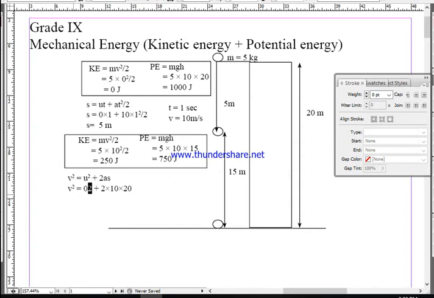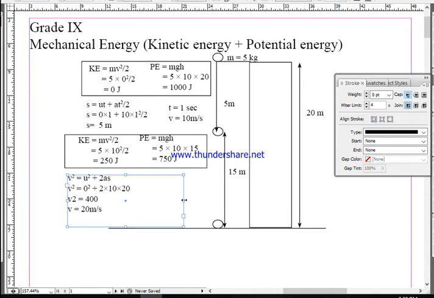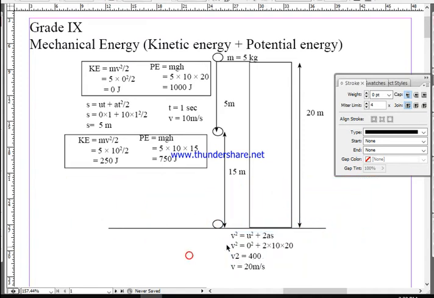So v square equals to u square plus 2as, and it finally gives us v square equals to 2 times 20 times 10, 2 times 20 is 40, 40 times 10, 400. Therefore by taking square root on both sides, you get 20 meter per second. So when the stone reaches the ground, by what velocity will it strike the ground? It will be 20 meter per second, isn't it? It will be 20 meter per second.